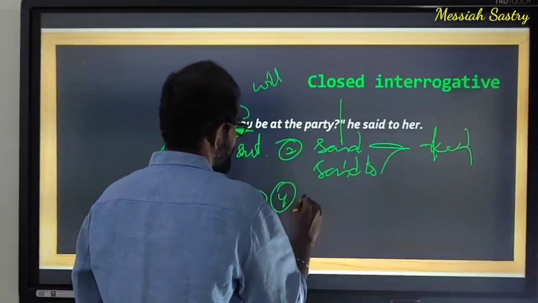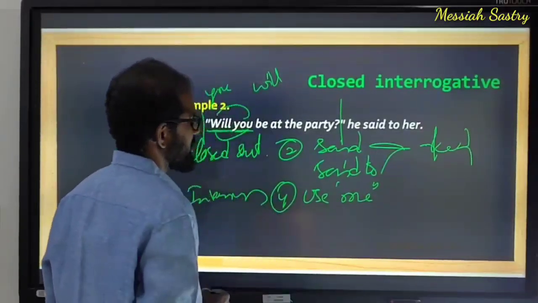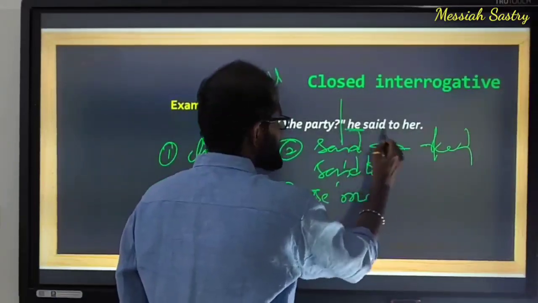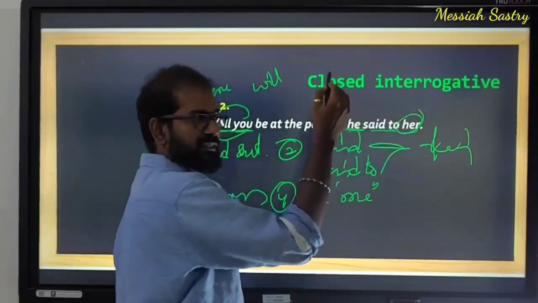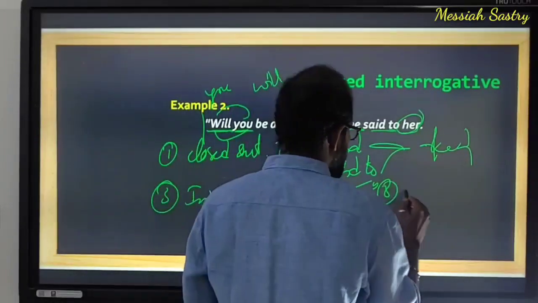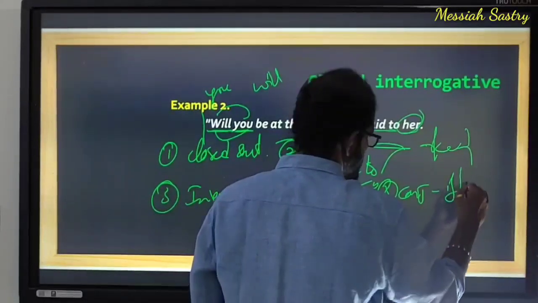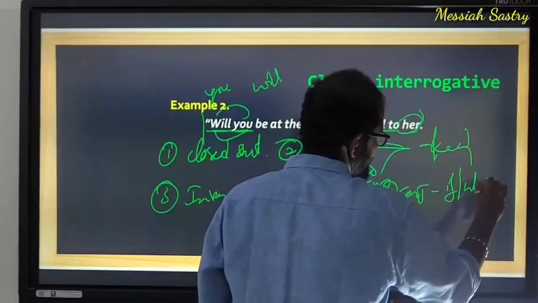Fourth point, use me if there is no listener. Let us see whether there is a listener or not. Here also there is a listener. He said to her, her is the listener. So there is a listener, so we don't use me. Fifth point, conjunction. What is the conjunction? If or whether.